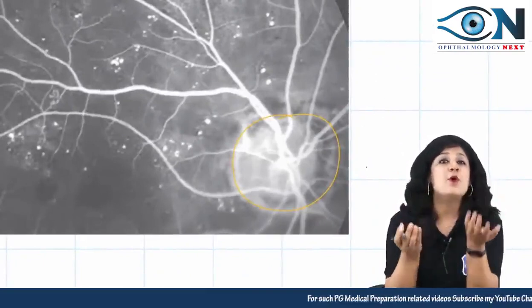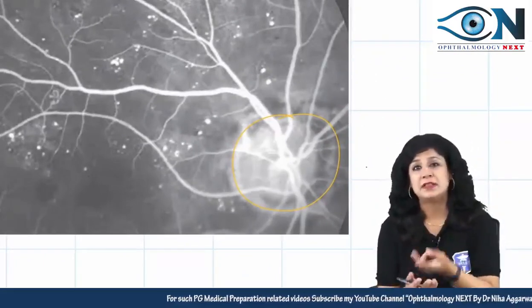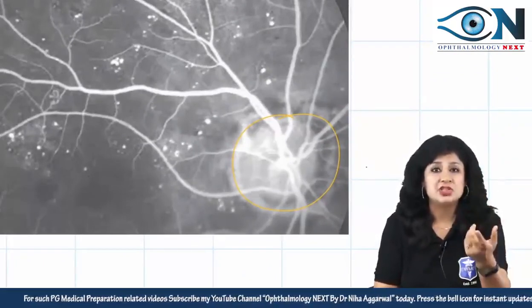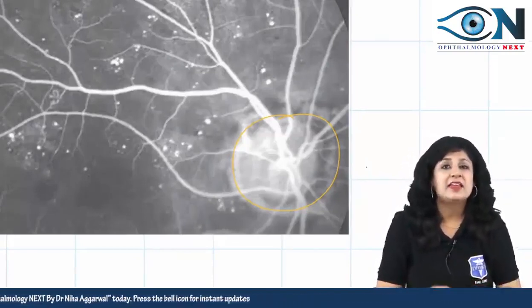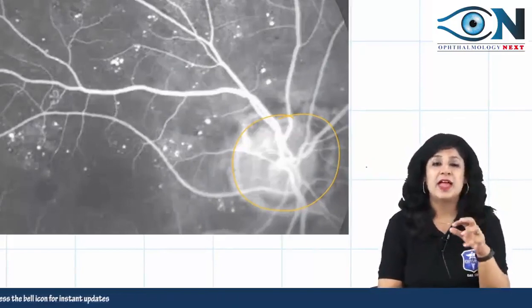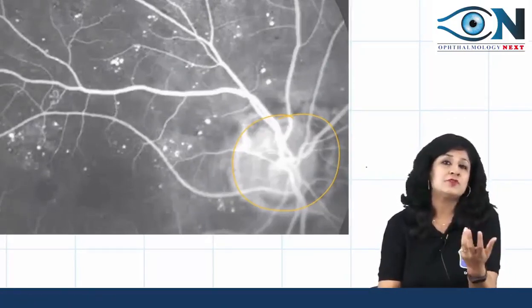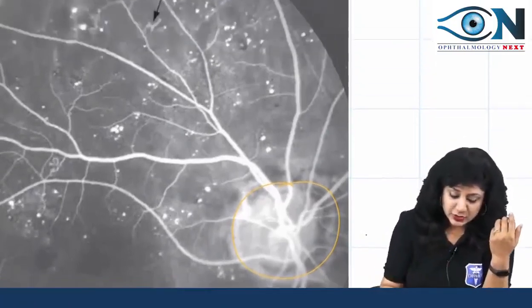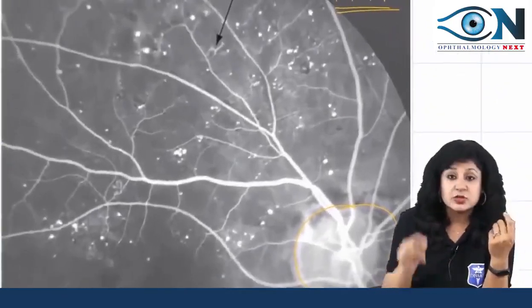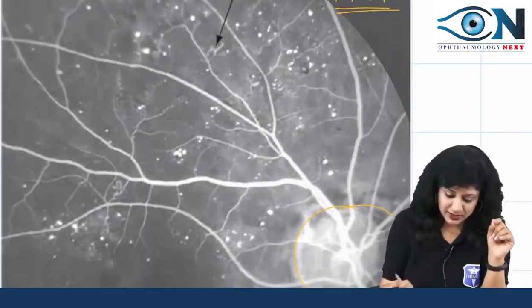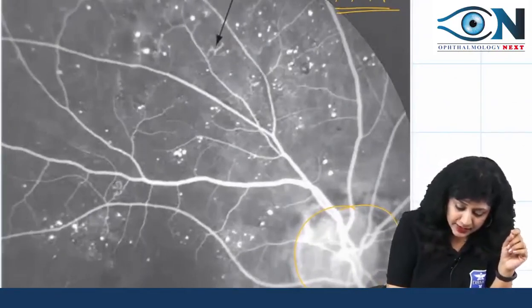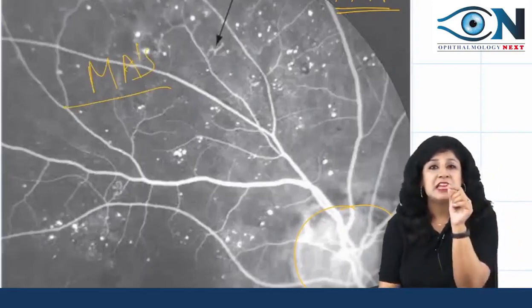We have hypofluorescent and hyperfluorescent areas, so there are two. One is your whitish areas and one is your darker area. Hyper is a white area where there is fluid, because of the blood, dye is going there. So can you see these small areas? These small areas are actually the pinpoint hemorrhages. So what are these actually? These are your microaneurysms.